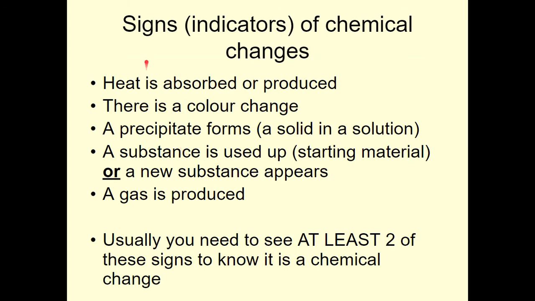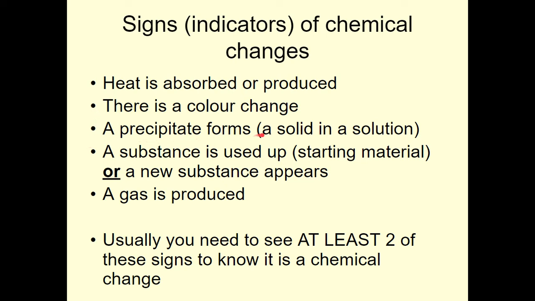Okay, I want you to take note of this. Whenever you're looking at whether there's a chemical change taking place, you need at least two of these things to happen. Heat is absorbed or produced, so it makes it cold or it makes it hotter. To put it simply, there's a color change. You could see with the egg there's a color change. It goes from a translucent, clear see-through jelly to a white color.